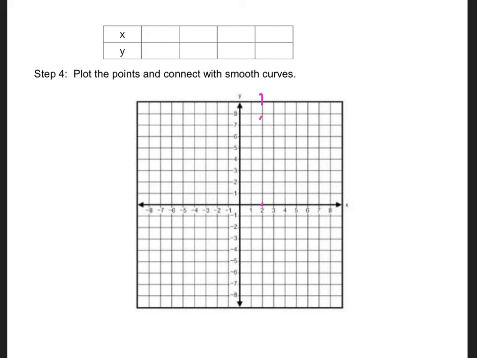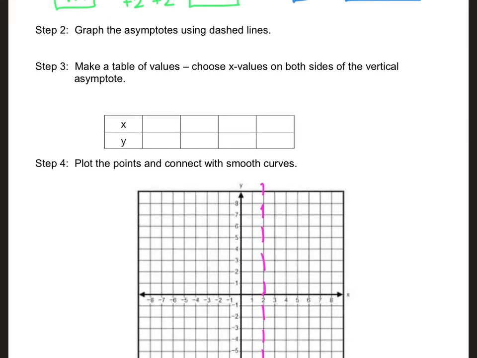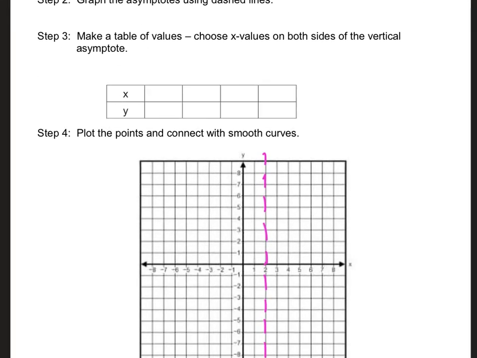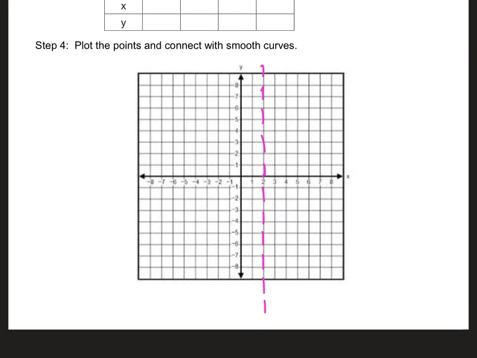vertical line. Dashed lines. The reason we're using dashes is that technically this is not part of the graph of our rational function, but it certainly is our guide. We know that we're never going to touch that line with the curves that we're drawing. So our asymptotes give us good guides when we're graphing. The horizontal is y equals negative 4, so I'm going to go to the y-axis at negative 4. It's a horizontal asymptote, so we're going to draw a horizontal line.